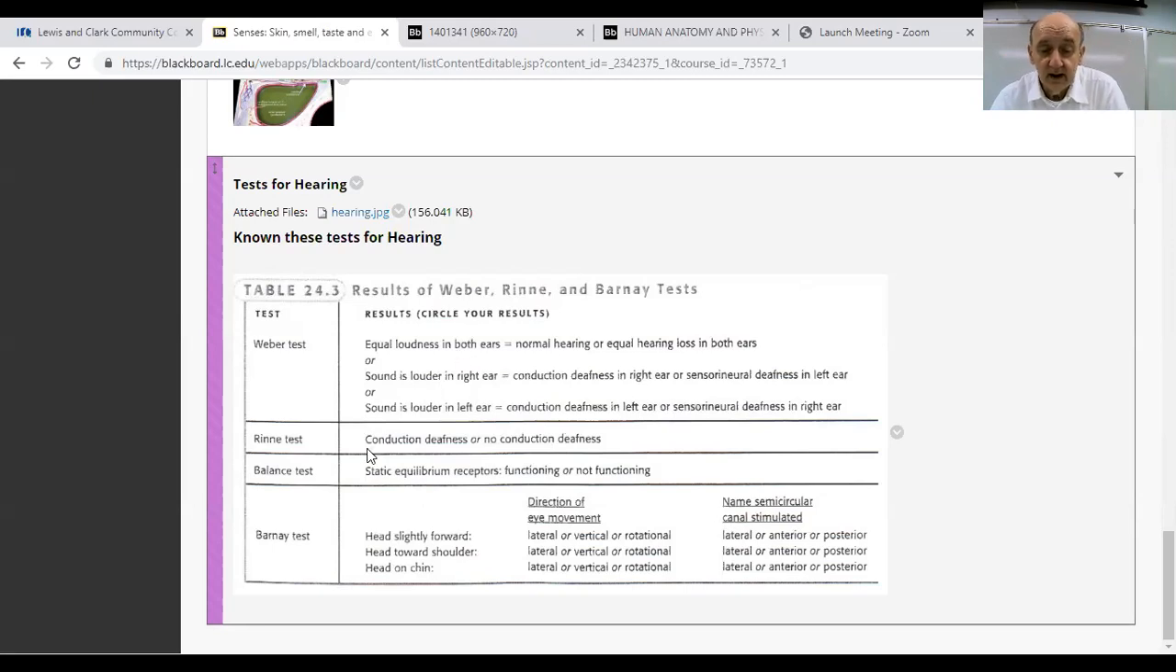To take a look at a single hearing apparatus and decide whether this is conduction deafness or nerve deafness, this is where the Rini test comes in. Conduction deafness is damage to structures in the external ear or middle ear. Nerve deafness would be damage to the structures in the inner ear. How can you possibly decide between the two?